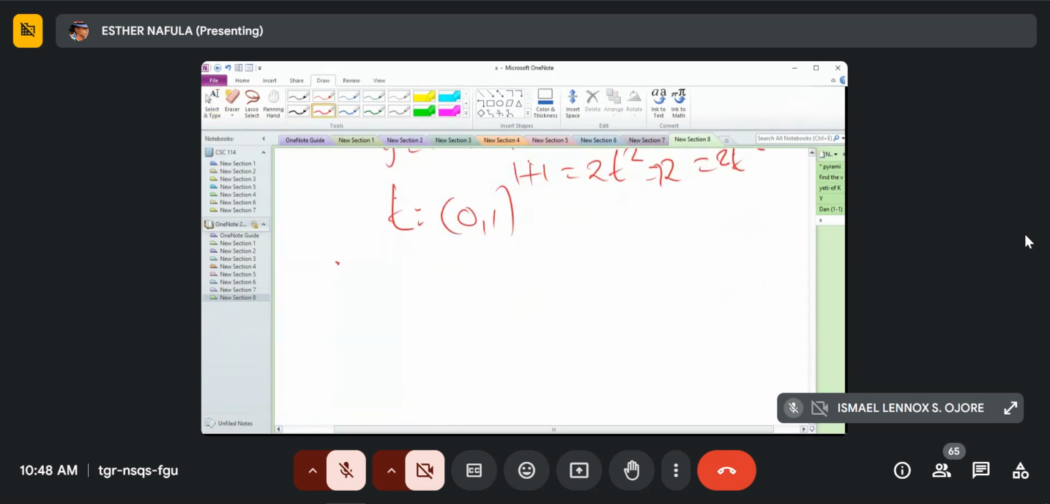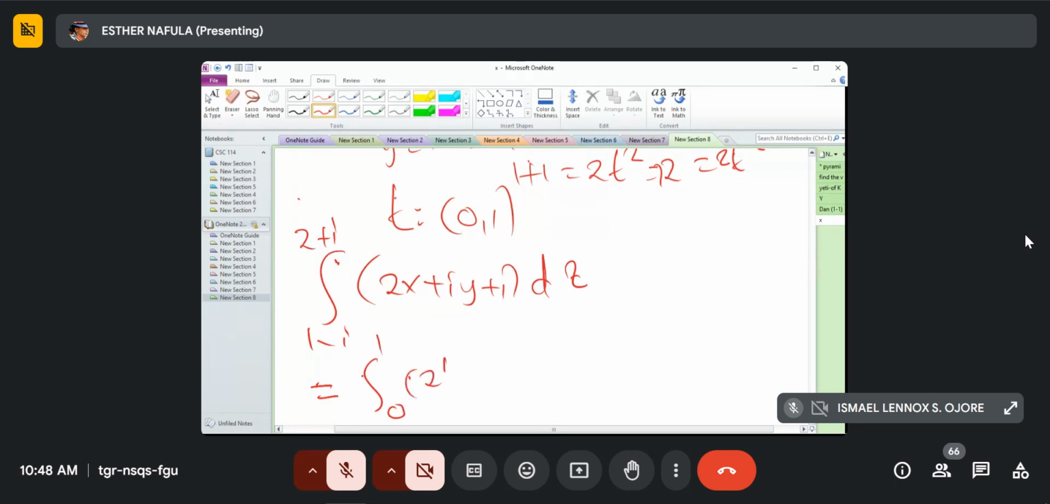So our integral from 1 minus i to 2 plus i of 2x plus iy plus 1 dz will become the integral from 0 to 1 of our f of t, which is 2t plus 3 plus i into 2t squared minus 1, times dz, where dz in terms of t is dt plus 4i t dt.